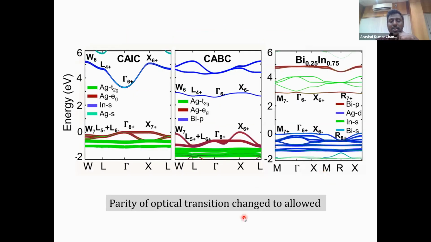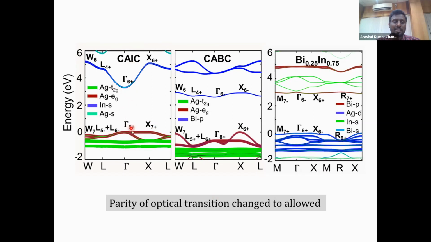This is done in collaboration with Ranjit from physics, who did all the DFT simulations. I represent CaIC as the pure indium-based material, CaBC as the bismuth-based one, and the mix is shown right here. The valence band is formed by the silver d orbitals, and the conduction band is formed predominantly by the indium-based orbitals, and to some extent silver s orbitals too. When you look at the transition, it's not a direct band gap, by the way. The indium material is an indirect band gap, but there is a nearly flat valence band, and it looks like a direct band gap semiconductor.